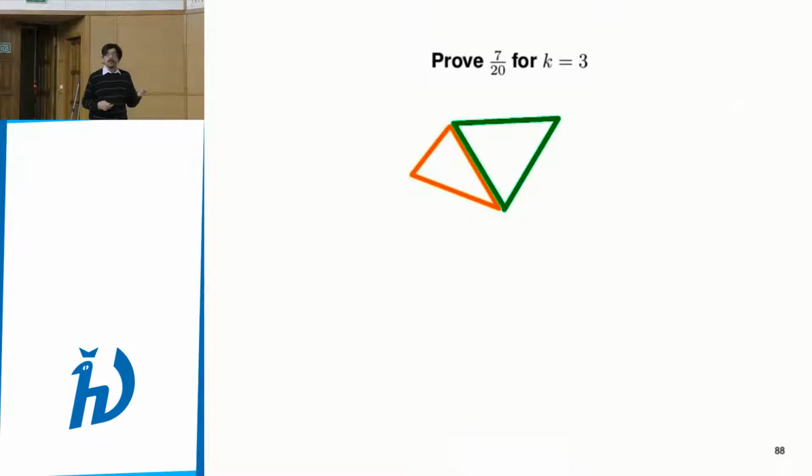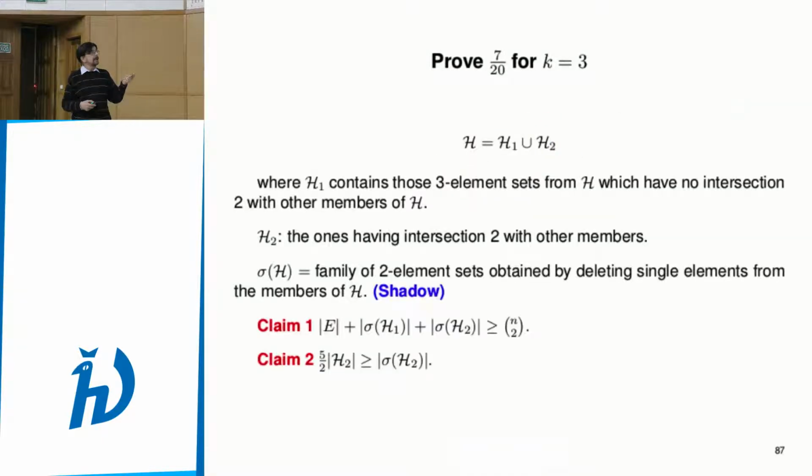And without a formal proof, we have in this picture this three-element set and this three-element set, they have a common edge. So they could be in H2. And what is the number? Two sets and 5 edges. So in this case we have equality, because this is 2 and this is 5.